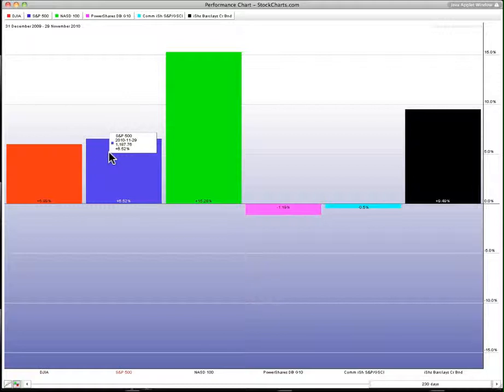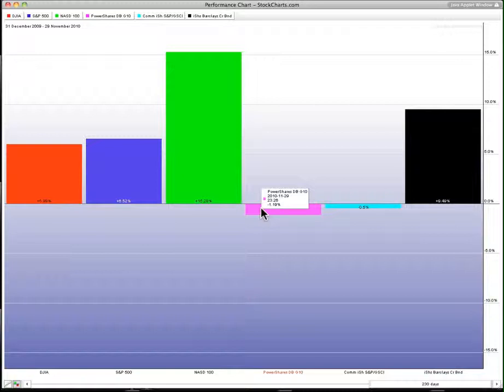For equities, I'm using the Dow Jones, the SPOOS, that's the S&P 500, which is the most widely accepted performance benchmark for equities, and the Nasdaq 100. For currencies, DBV represents a basket of the G10 currencies, which includes US dollars, euros, Japanese yen, Canadian dollars, Swiss francs, British pounds, Australian dollars, New Zealand dollars, the Norwegian kroner, and the Swedish kroner.